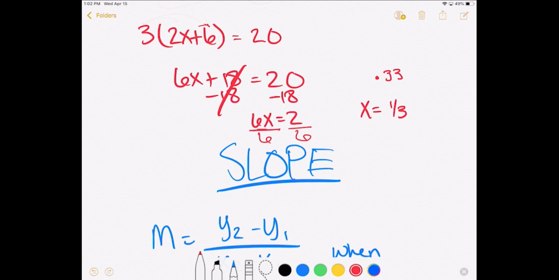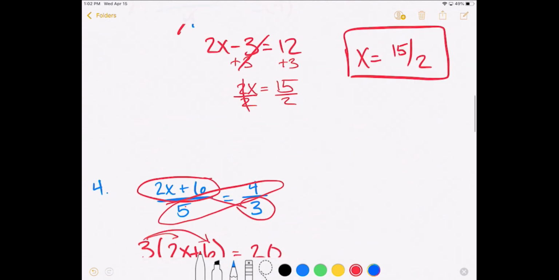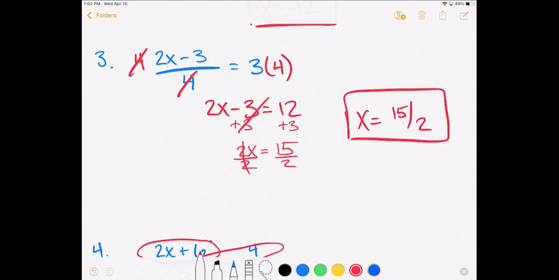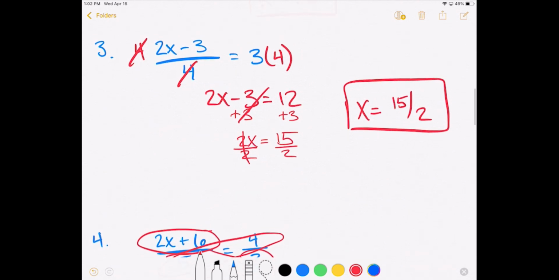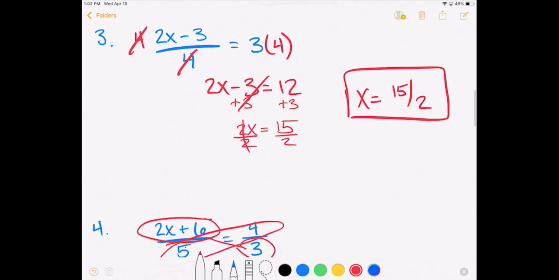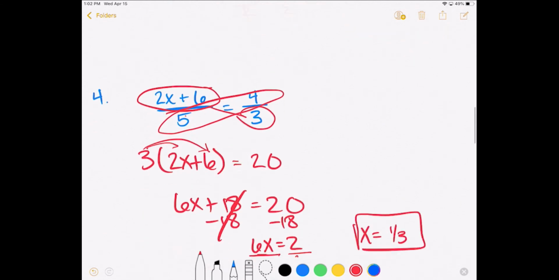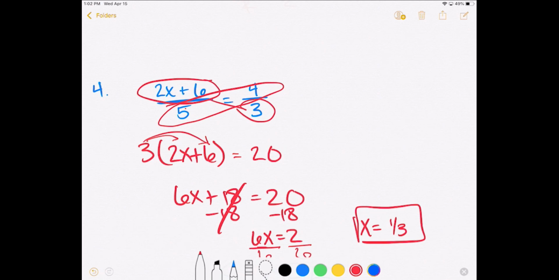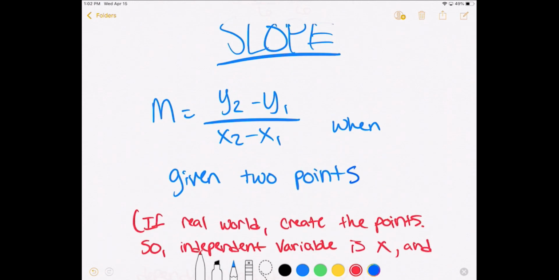But I'd like us to stick with fractions. So let's just keep it at 1/3. But I won't count it wrong if you give me the decimal. Okay. So those last two are a little bit different because an entire side was a fraction. So you got to account for that. You got to either just multiply this denominator over here, or you got to cross multiply like we did here on number 4. So that's some review of solving equations.